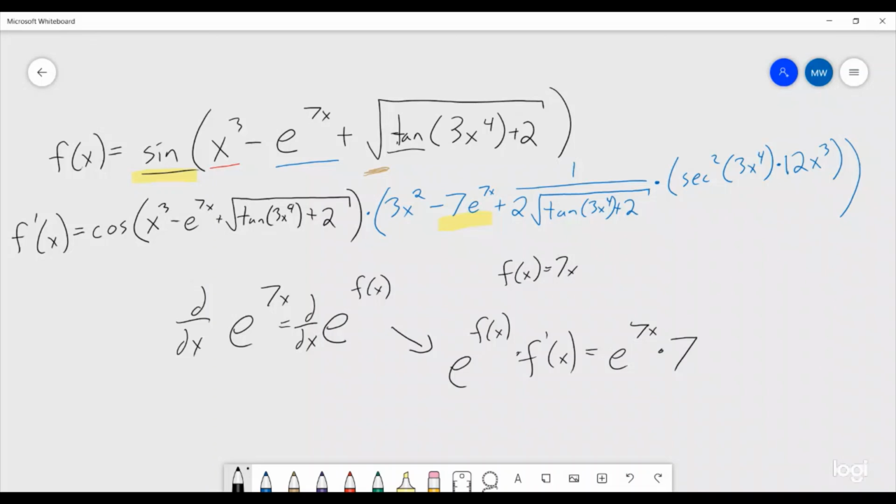But again, all of this is just using the chain rule and the derivatives of sine, cosine, square roots, e to the x's, all the different functions that we have. We are just using those and the rule of the chain rule to be able to take derivatives of fairly complicated functions.